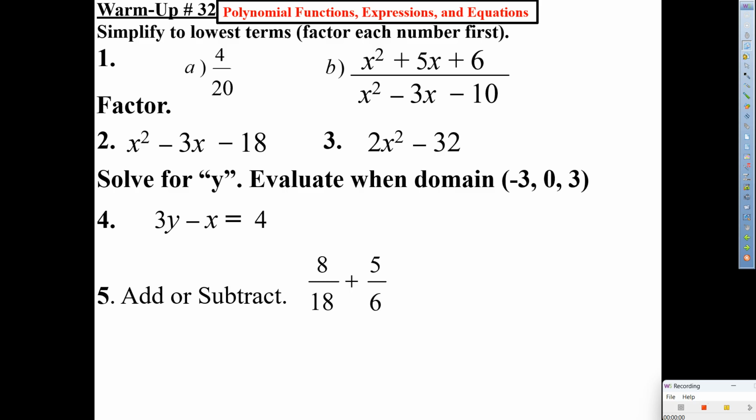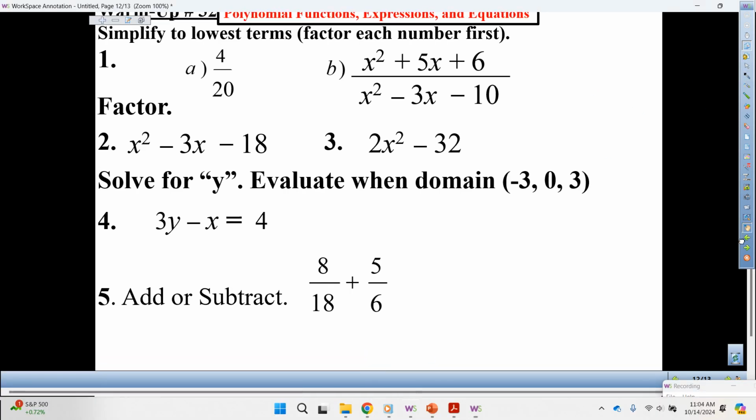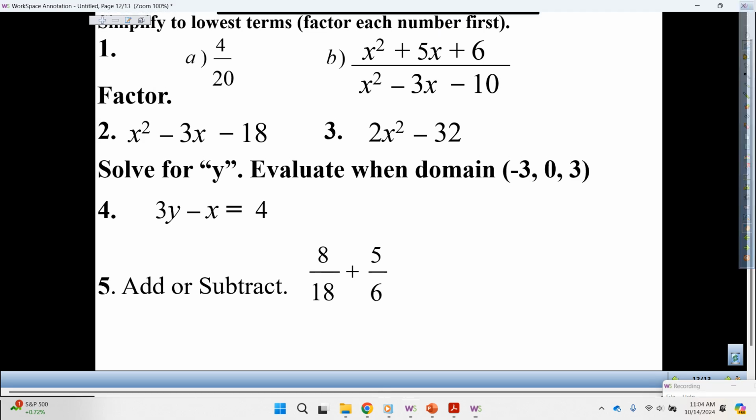So, warm-up number 32 is on the screen. By now we are experts at this, so I'll give you guys some time to copy and finish that up. Get started, please. Copy and go. All right, here we go. For the sake of time, I'm going to go over the entire warm-up. It says simplify to lowest terms.